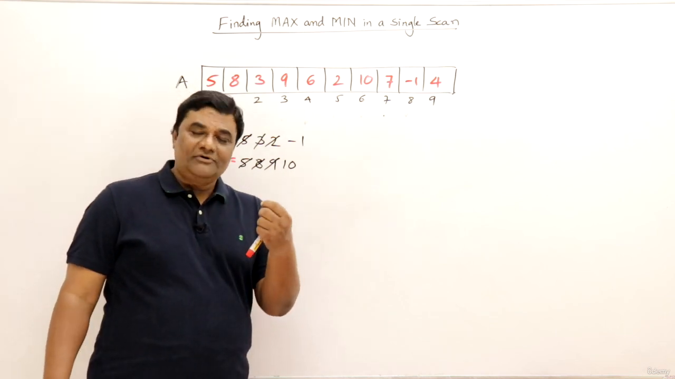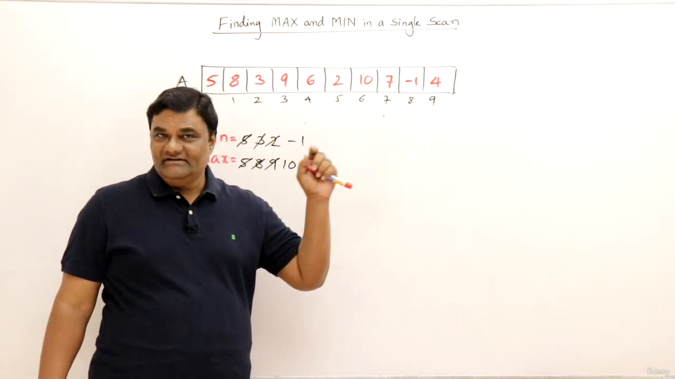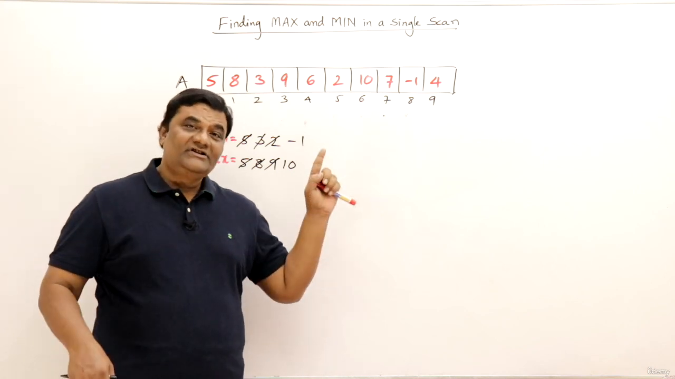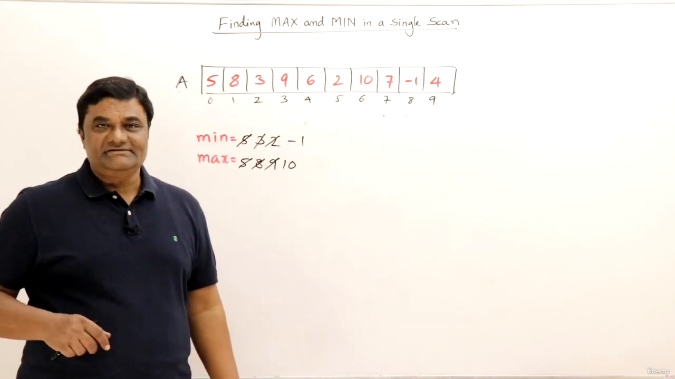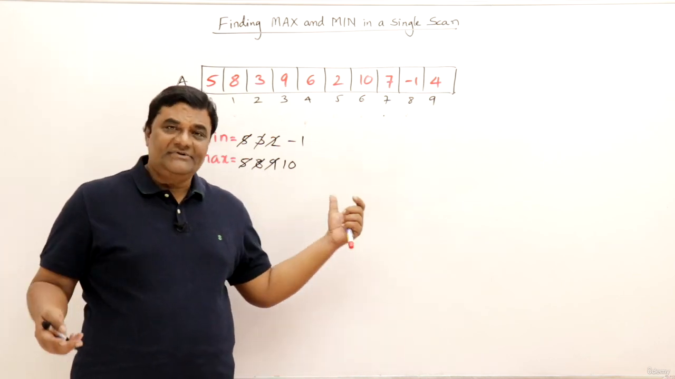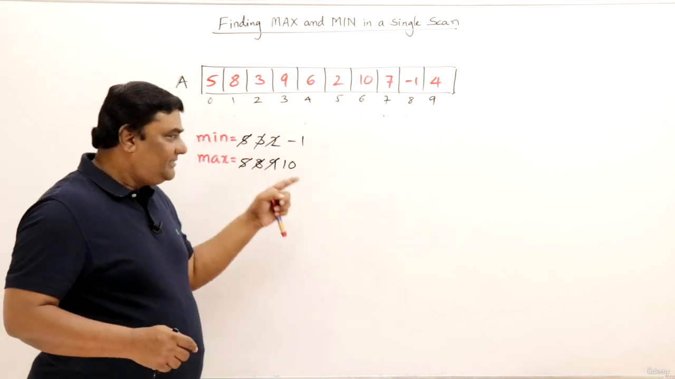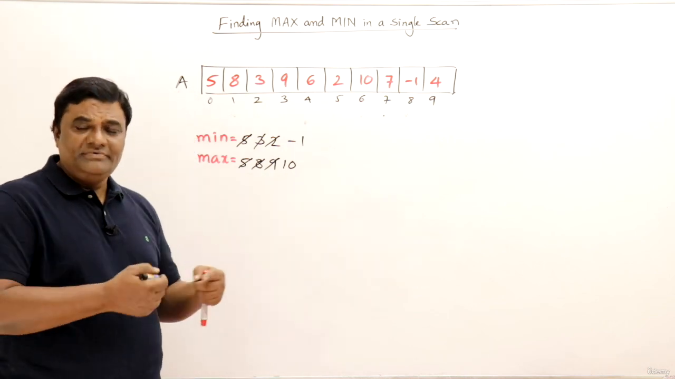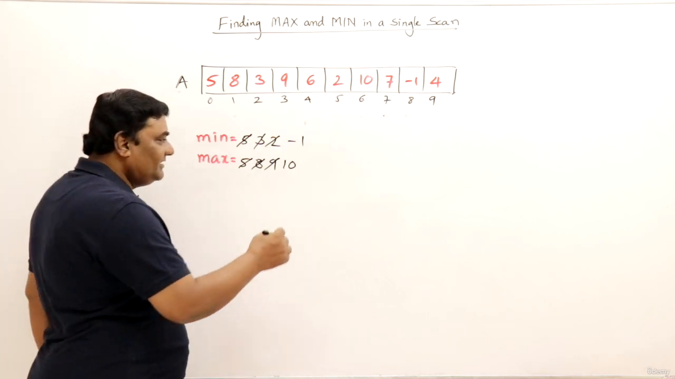element. The important thing to observe here is that we can find it in a single scan, and if the number is not less than minimum, then we check whether it is greater than maximum. If it is less than minimum, then we don't check with maximum. So for this, I will write a piece of code, a loop that scans through a list of elements and finds maximum and minimum.